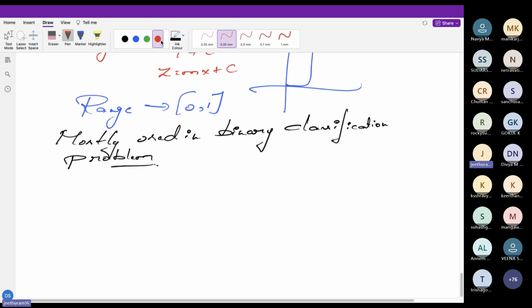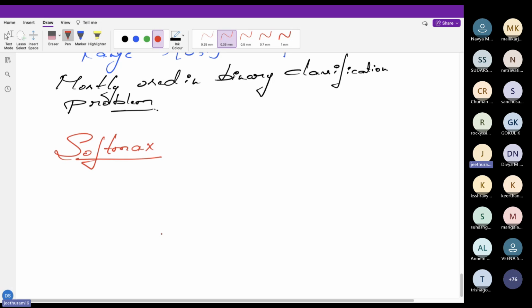What if it's a multi-classification problem, if you have multiple labels? In that case, we have one more activation function, which we call softmax. You know what softmax is? What it does is convert all values into probabilities, where the sum of all the outputs should be equal to 1.